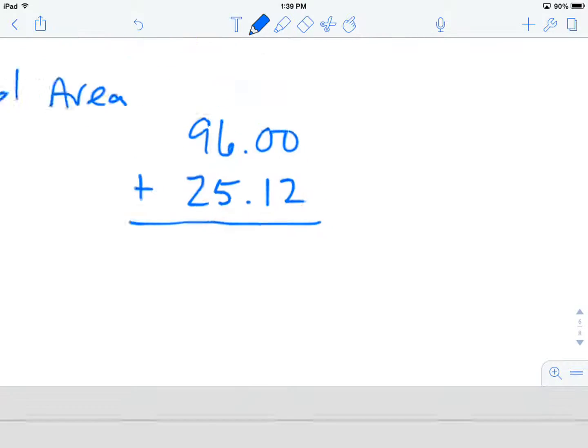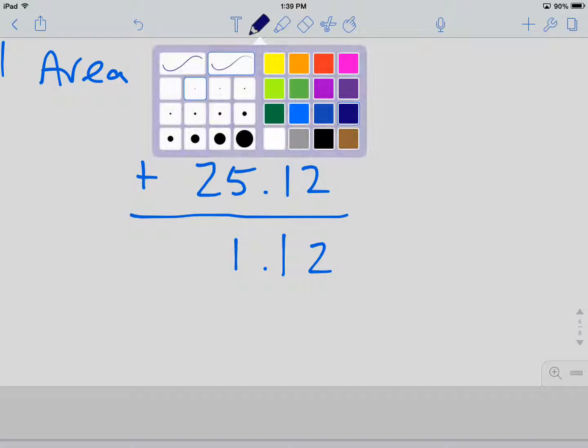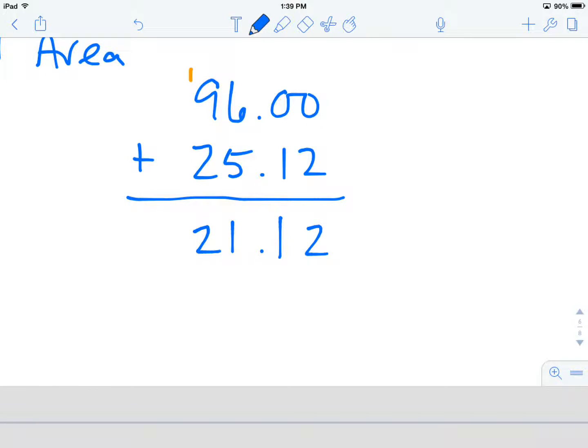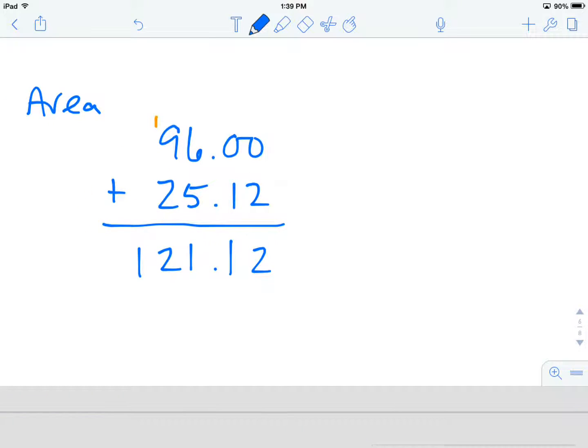Let's do some vertical addition. 0 plus 2 is 2, 0 plus 1 is 1, 6 plus 5 is 11. I'm going to carry that 1. 1 plus 9 is 10, plus another 2 is going to be 12. So we have 121.12 and our unit of measure, feet squared.